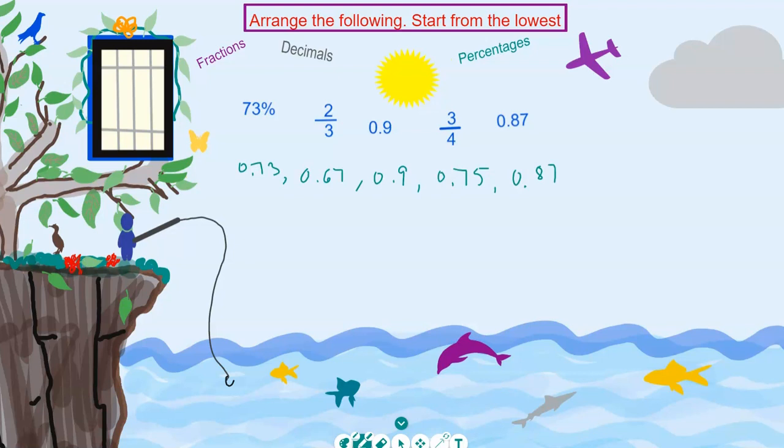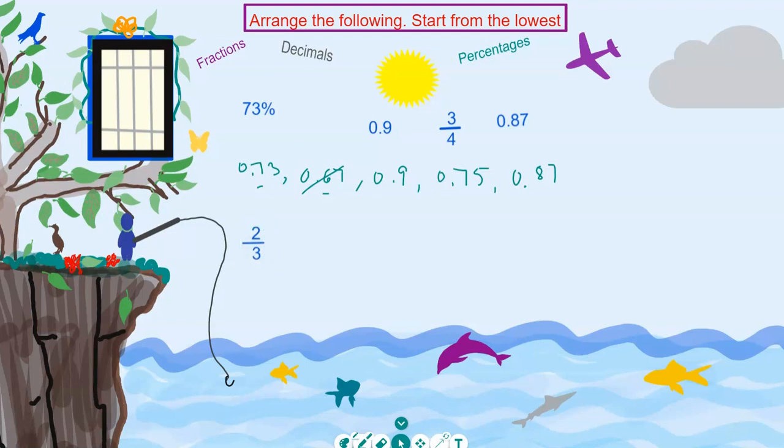Now there's no whole number, so let's look at the tenths place. So let's see which is the lowest. So starting from the first one, you have 0.7, 0.6, this is smaller. 0.9 is bigger. 0.7, that's bigger as well. And 0.87. So the smallest one here is 0.67, which is 2/3. So we're going to cross that out and bring down 2/3 here. So that's going to be the first one. That's the lowest. Next, we're going to look at the next number.